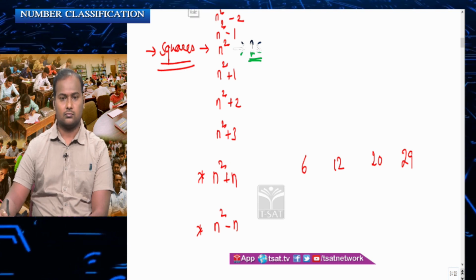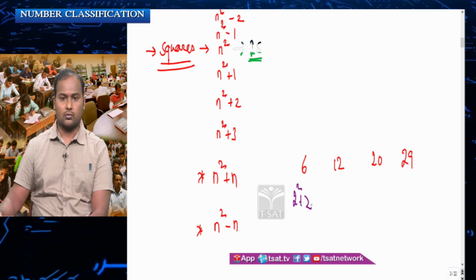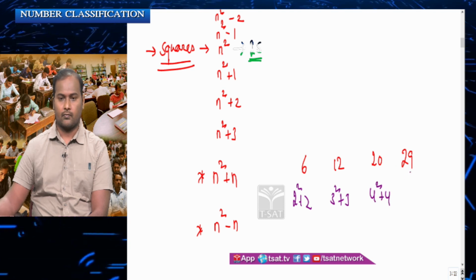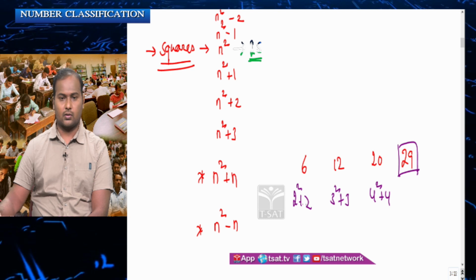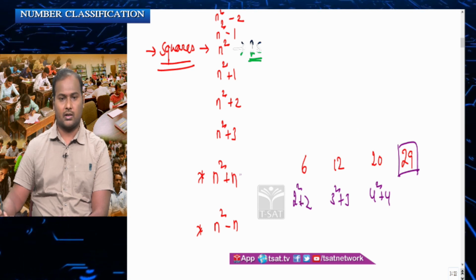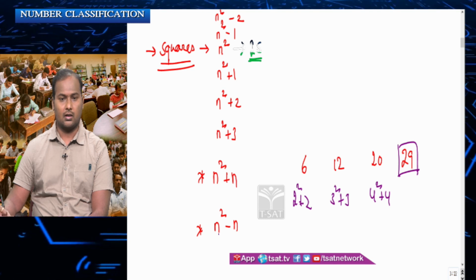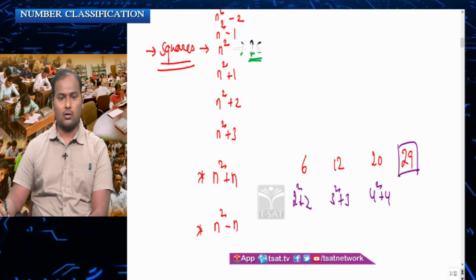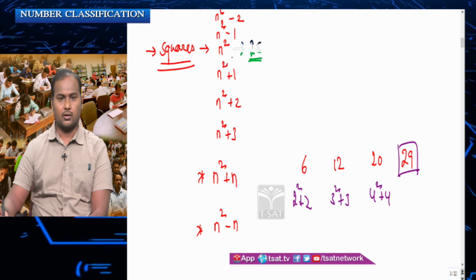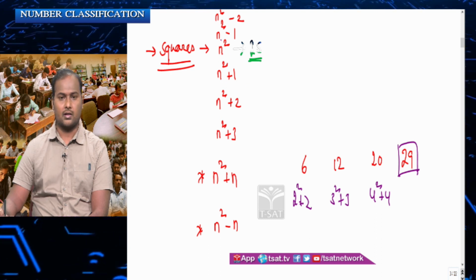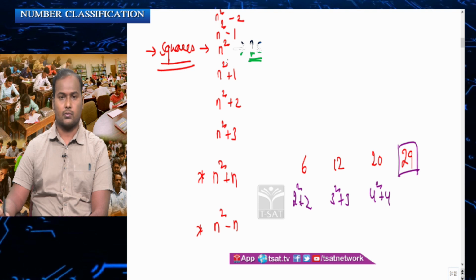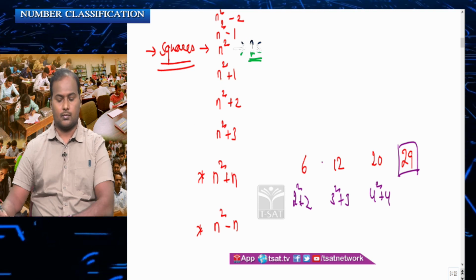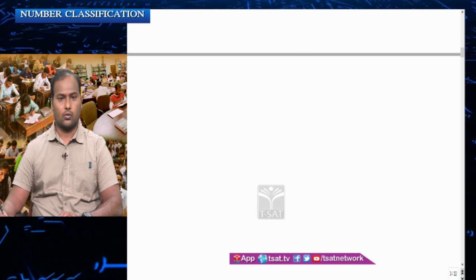If you see this one, 2 square plus 2, 3 square plus 3, 4 square plus 4. So this is in the format of n square plus n. You may expect in the exam the values of n square plus n and the values of n square minus n. So one needs to write your own notes for all the values near the squares, that is n square plus 1, n square plus 2. In the same way, n square minus 1 and n square minus 2, n square plus n and n square minus n. So all these are the different possibilities to get the question.